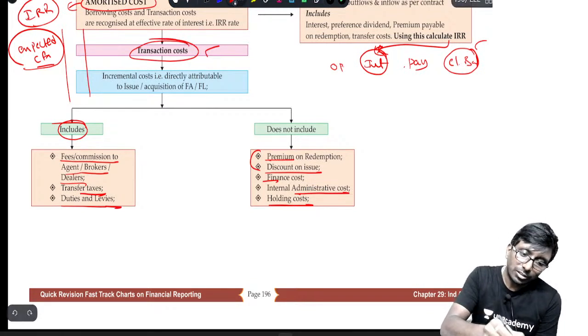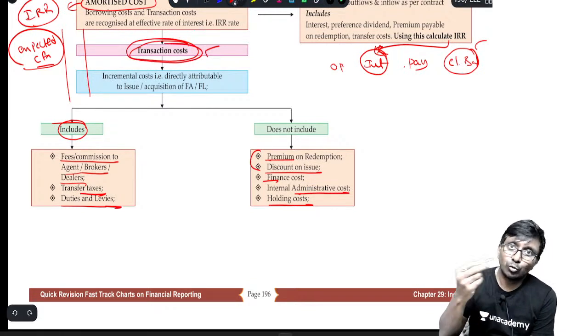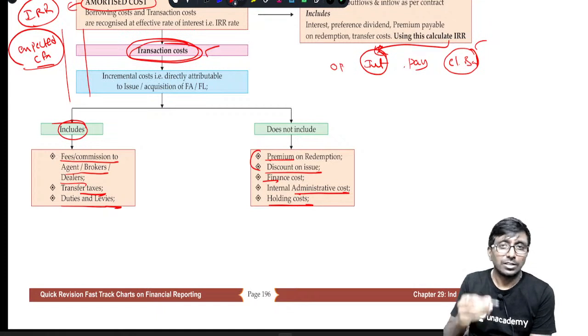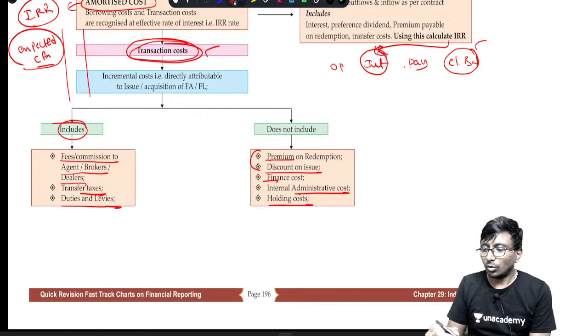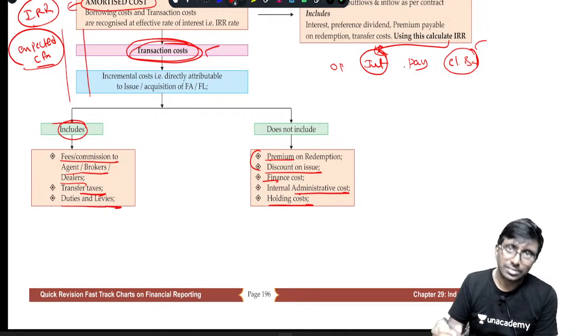Okay, so how do we account for transaction cost? Let us have a look at it in the next session.